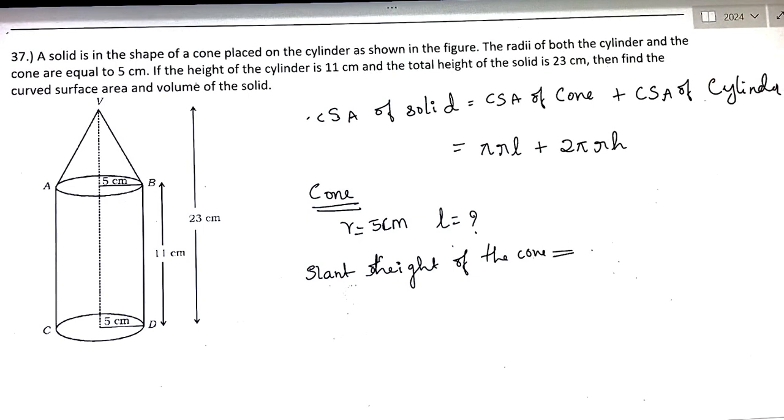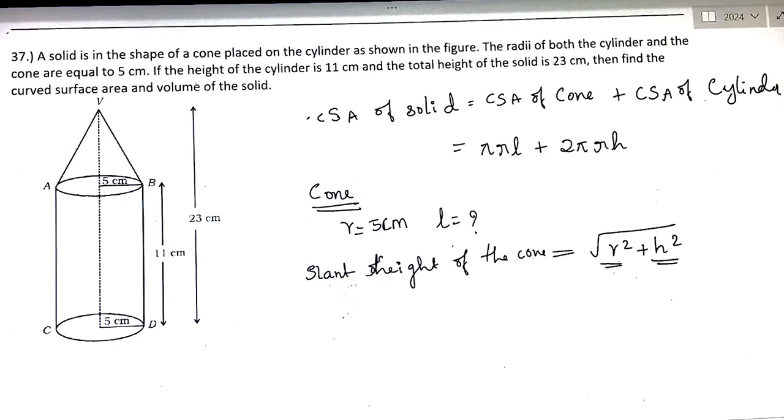What is the formula to find the slant height of the cone? It is root of r square plus h square. Now we know the value of r, that is 5. Do we know the value of h? No, we do not know. So h is from point V till here. This is h, the height of the cone. This is the slant height and this is the height. So first we need to find the height of the cone to get the slant height. If we have the slant height of the cone, then we can find the CSA of the cone.